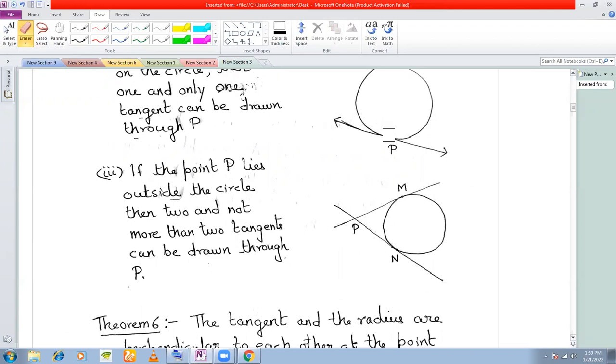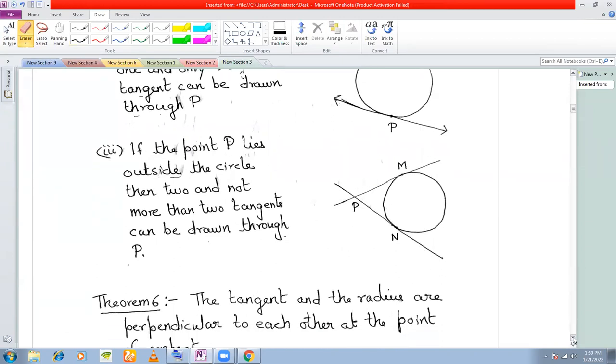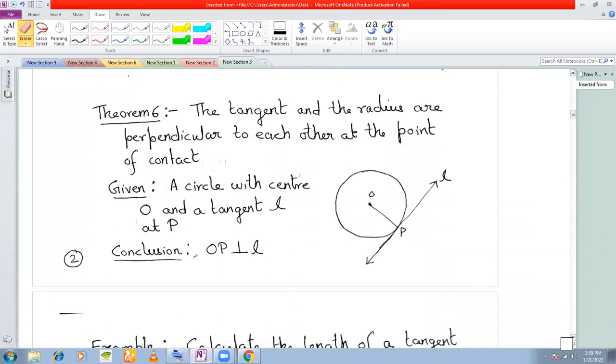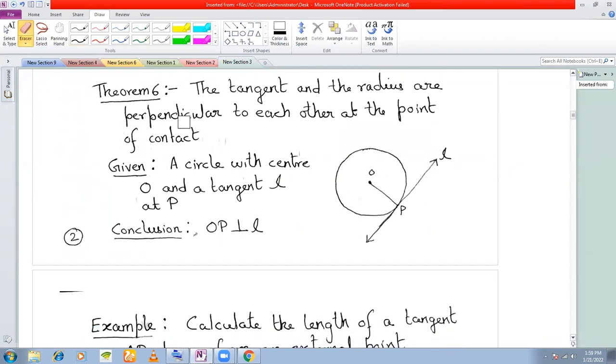So let's move to the next part. A theorem which you have already done in class 8. The tangent and the radius are perpendicular to each other at the point of contact. If you see here, I have drawn a circle with the center O. So OP, this part, is the radius, right? This line L is the tangent. And this is the point of contact, right?